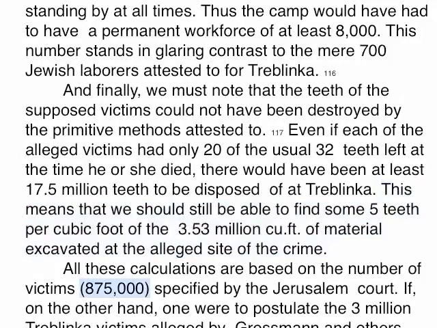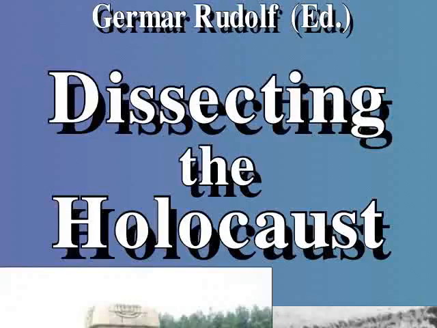He's basing the numbers on 875,000 total deaths, which is the figure a 1980s Jerusalem court gave for Treblinka. The quote is from a book called Dissecting the Holocaust, page 471.